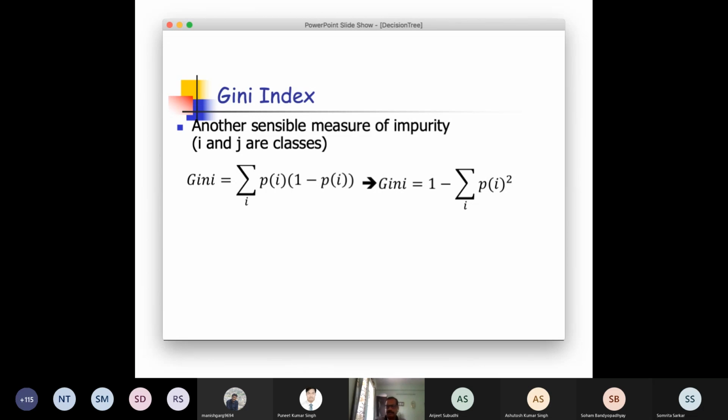Like entropy, information gain would be low. Information would be low, entropy would be low, like the Gini index would be low. And if it is impure, then it would be high. So after applying an attribute, this is one definition of the Gini index.